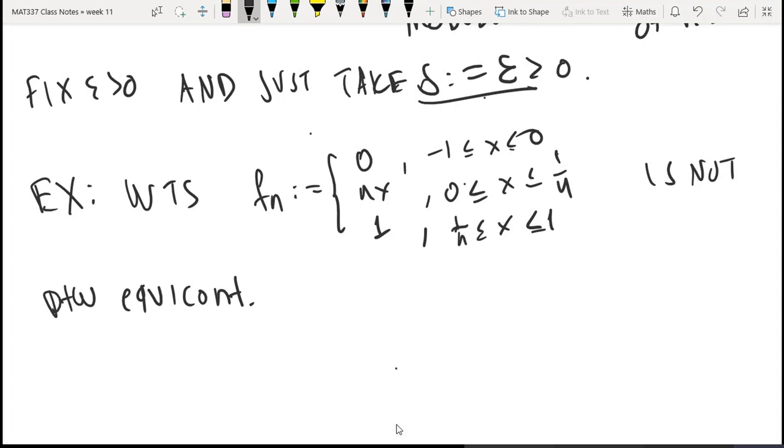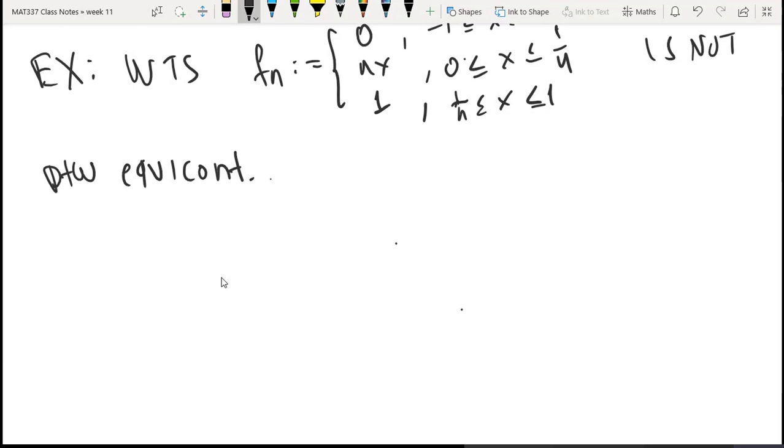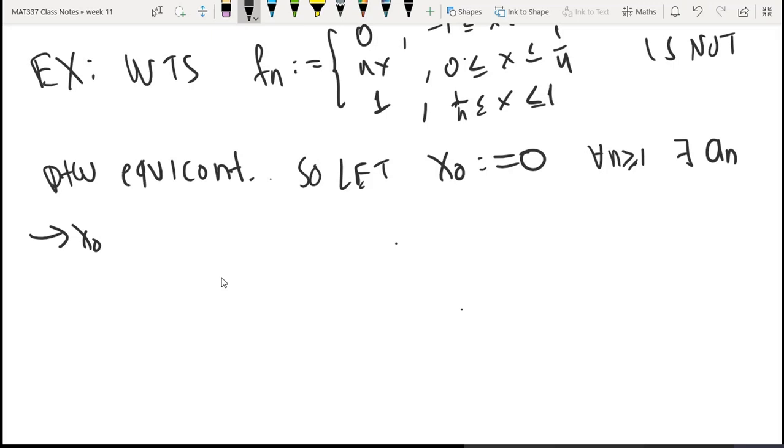Let me give you two ways to show that you don't have equicontinuity. Actually, I'll just do it through the example. It suffices to fail at one point. So let x_0 be 0, and the contrapositive is, for every n, you can find a sequence a_n going to x_0 such that |f_n(a_n) minus the limit point| is lower bounded by some epsilon.